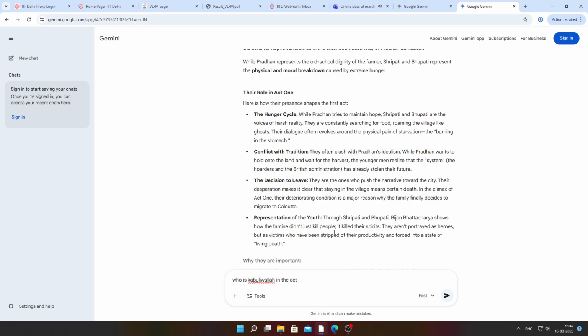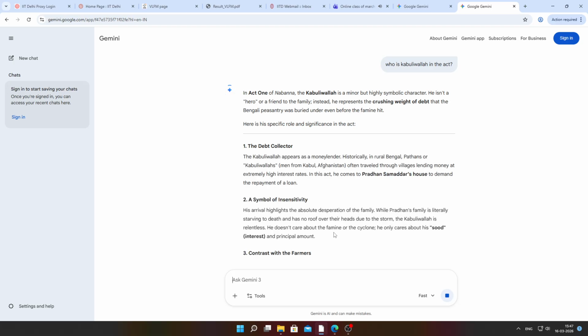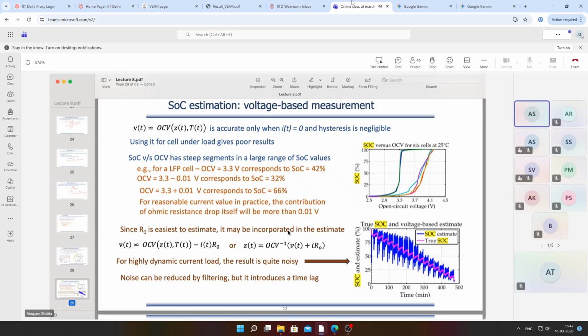Okay, how noisy it becomes is given by this curve, which is the blue curve. It is telling you the SOC estimation that you are going to get from this equation. And if you can see, it is all over the place. Okay, the true SOC is shown by the pink curve.